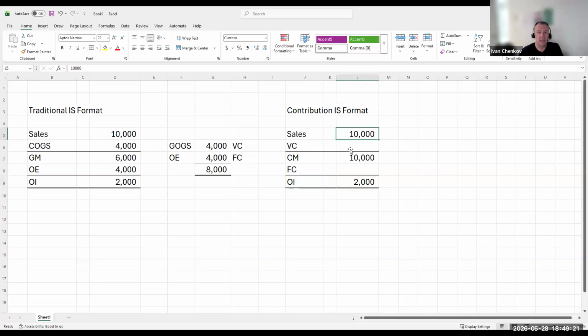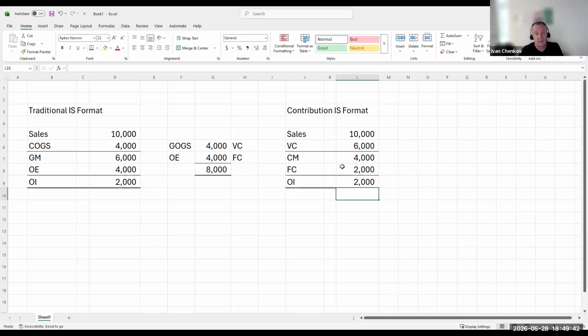So the sales are 10,000. Now let's see how much we can get from the variable cost. Let's say the variable cost is 6,000. That gives us a contribution margin of 4,000. Fixed cost in this case should be 2,000. And then operating income is going to be 4 minus 2. It's going to be 2,000.